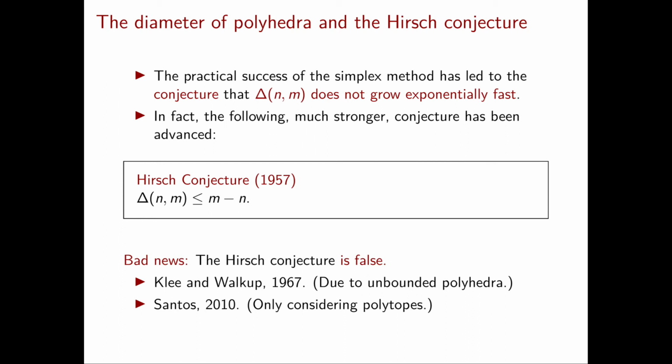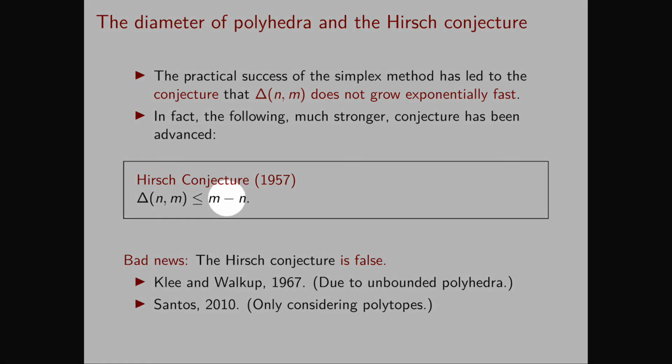However, the counterexample that they obtained uses unbounded polyhedra. So then after this counterexample, researchers still wondered if the Hirsch conjecture is true for bounded polyhedra. Finally, in 2010, Santos showed that the Hirsch conjecture is false also if we consider only polytopes. The main reason we discuss the Hirsch conjecture really is its historical relevance. However, the fact that the Hirsch conjecture is false doesn't really tell us much. In fact, it only tells us that there are polyhedra with diameter larger than m minus n.